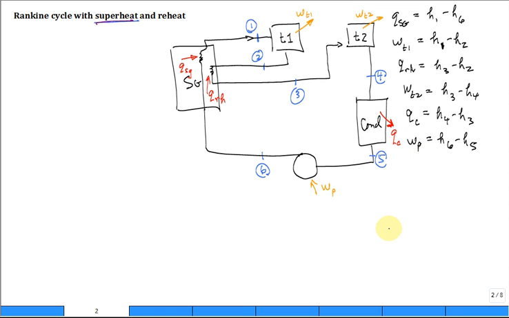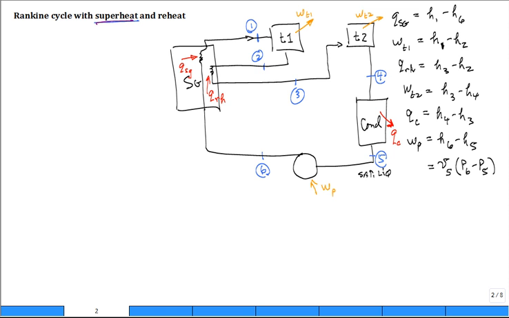And just a little aside, when we calculate the work of the pump, we often just use the specific volume at 5 coming in. It's saturated liquid. You want saturated liquid coming out of the condenser. And you multiply it by P6 minus P5, assuming it's reversible. So that would be our minimum work for the pump.